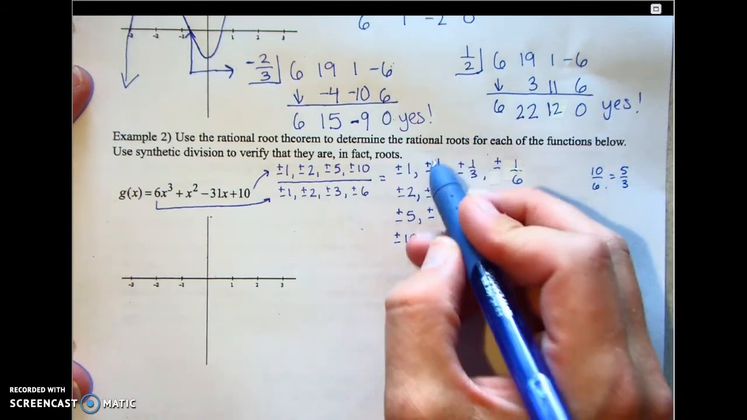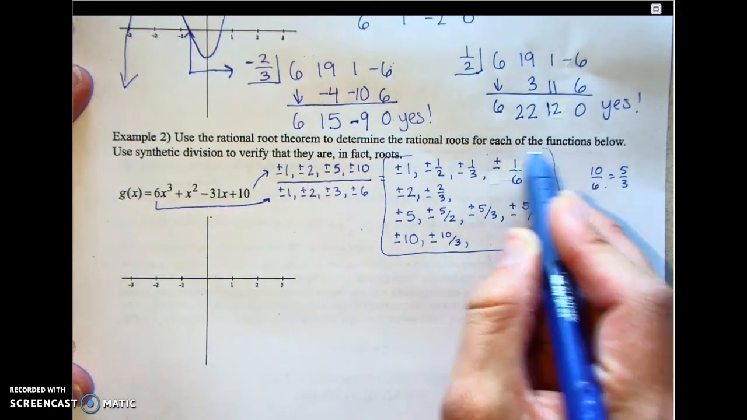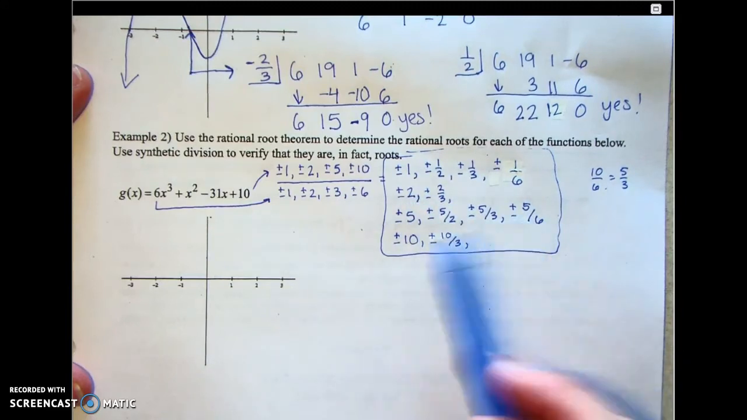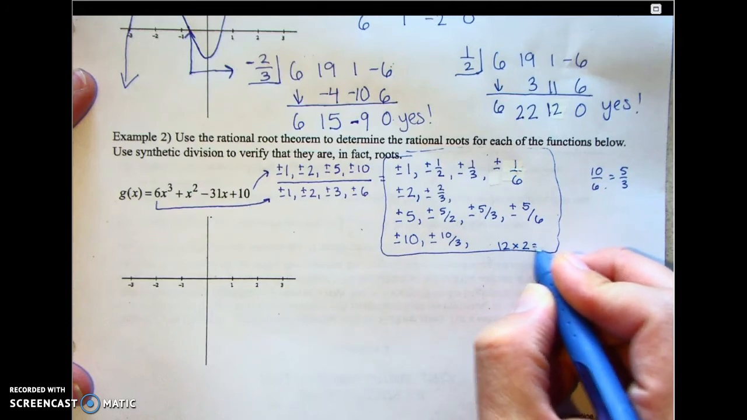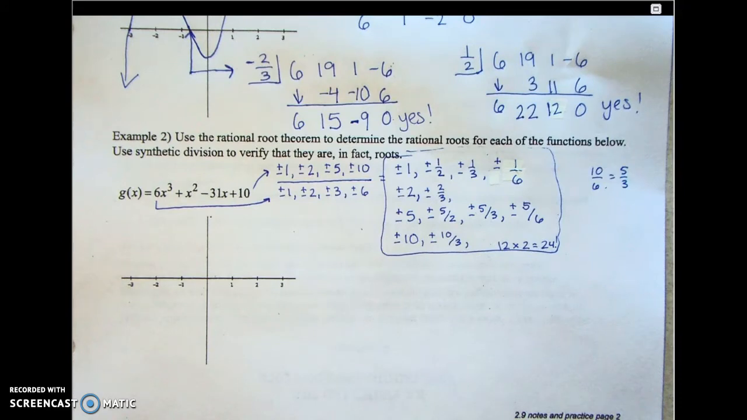Okay, so here are all the possible rational roots. How many is that? 1, 2, 3, 4, 5, 6, 7, 8, 9, 10, 11, 12. Okay, 12 times 2, 24. Do you want to do 24 synthetic divisions? No way, Jose. That's way too much.